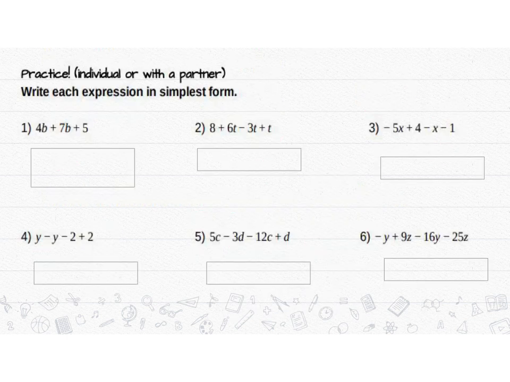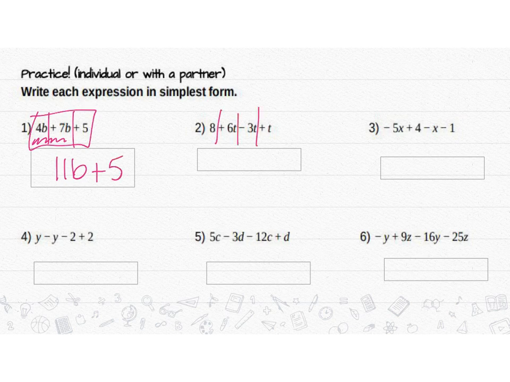And the last slide. So combining 4b plus 7b gives you 11b plus 5. The next one, actually these last three terms can all be combined. So 6 plus 1 gives you 7, 7 plus negative 3 gives you 4t, and then plus the 8.